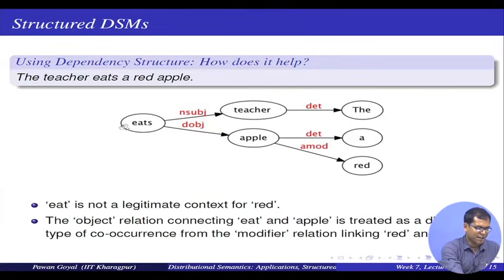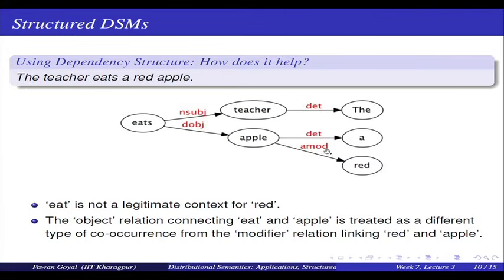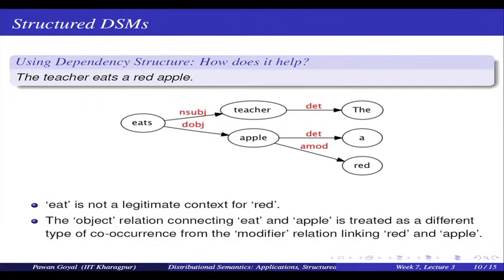So for example, I can say that eat is not a legitimate context for red. Okay, eat and red co-occur within a very small distance context window, but I can say that the relation direct object and a modifier together do not form a very nice context. So I will not use this co-occurrence. So I can be selective in choosing what kind of co-occurrence information I will use and what kind I will not use. And I may also give them different sorts of weights.